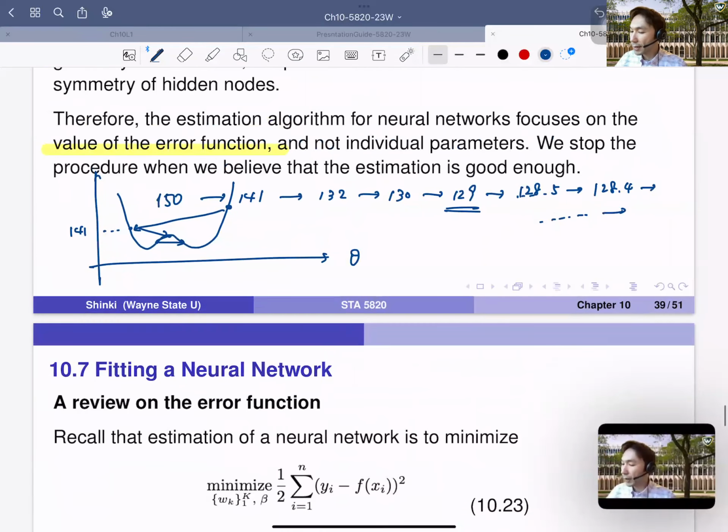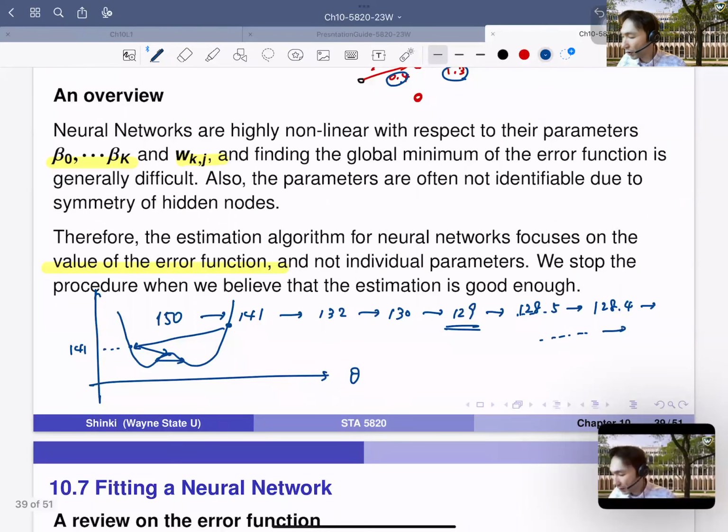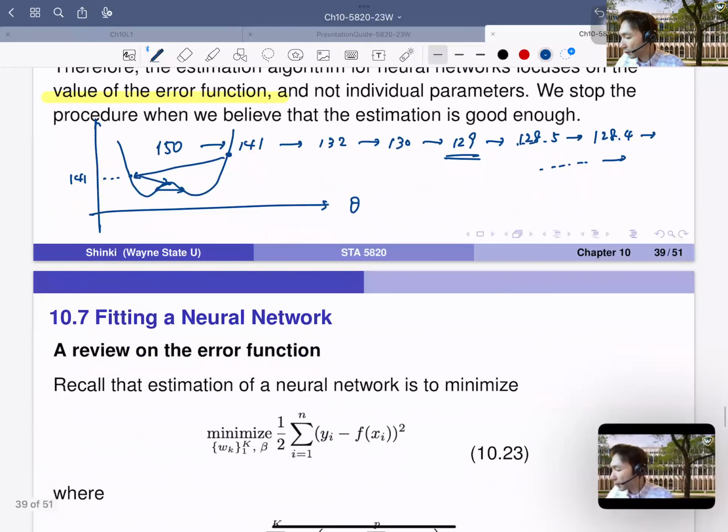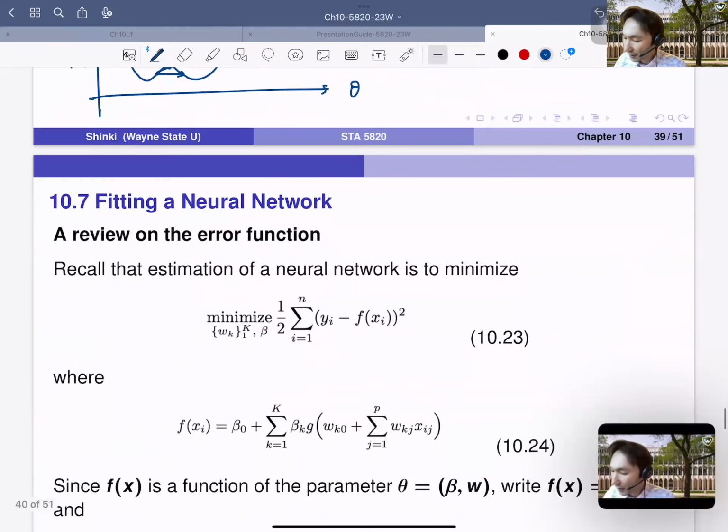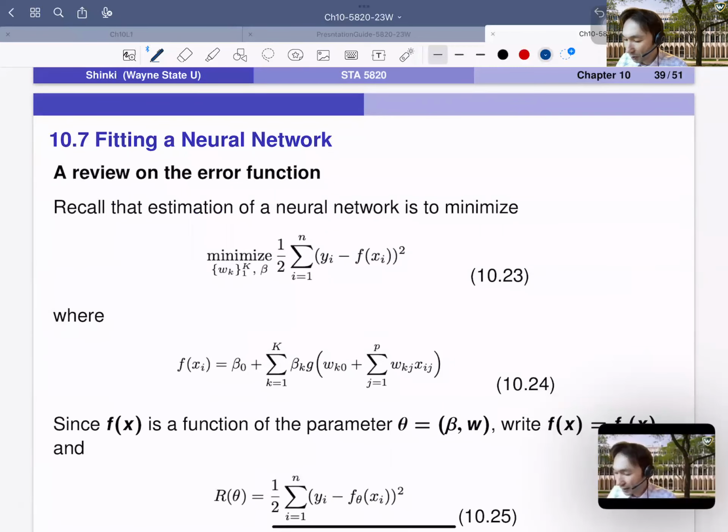So this is a pretty unstable method because, as we will discuss later, some algorithms are random, stochastic. So the estimation result isn't really the same for each simulation. If you estimate once, then estimate again, the result may be different. So that is the very unstable characteristic of neural networks.